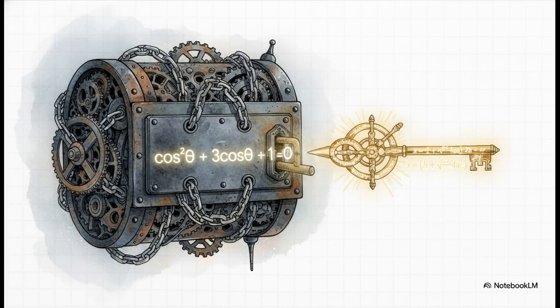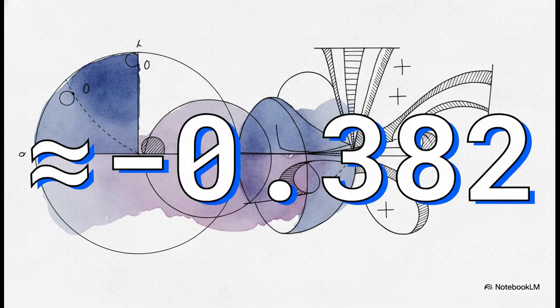Okay, but what happens when it doesn't factor so nicely? Well, for our next example, we don't panic. We just call in our old trusty friend, the quadratic formula. So after we substitute u for cos theta and plug it all into the quadratic formula, we get our first root. U is about negative 0.382.